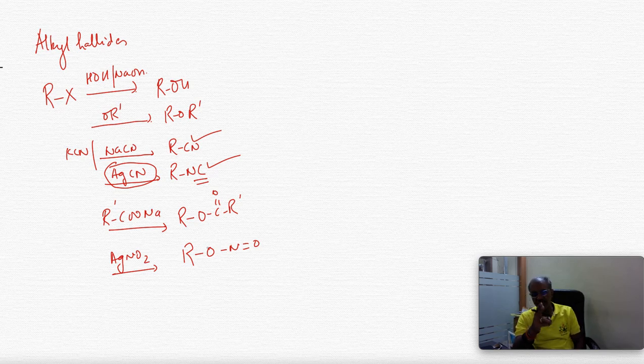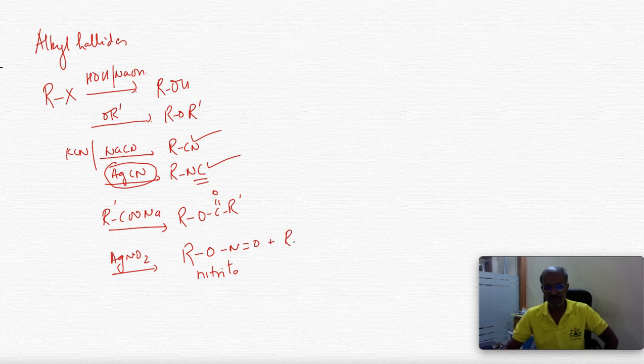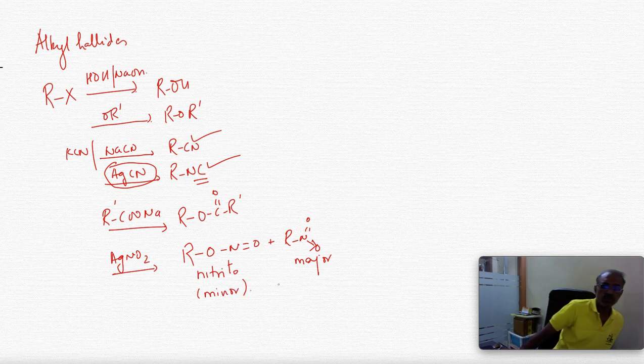So a stronger metal with CN gives a cyanide, whereas the weaker metal with CN gives an isocyanide. Similarly AgNO2 gives ONO, which is known as nitrito, plus it will give me another R N double bond O single bond O. This happens to be major and this is minor. So nitrito is minor and this is major. Fine. This is another one.